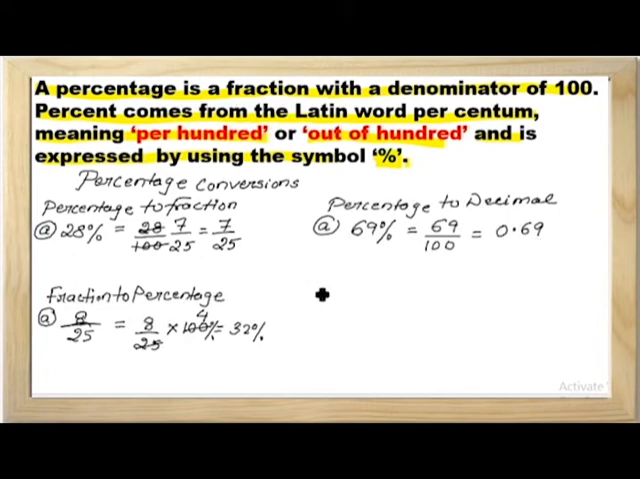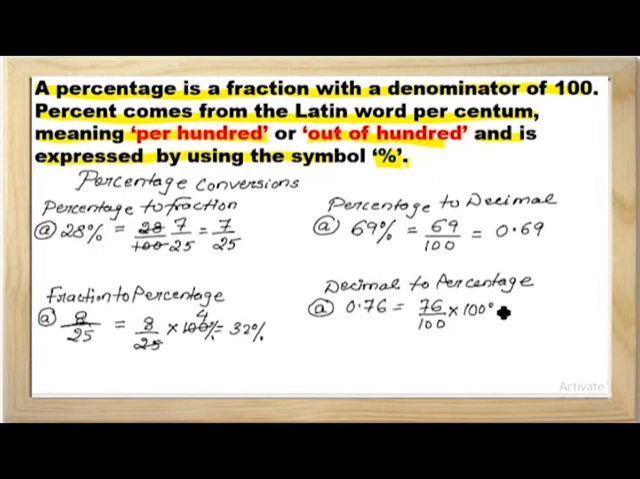And the last is decimal to percentage. For example, let's take one decimal number, and the decimal number is 0.76. So we can write 76 by 100 into 100%. So we can write 76%.